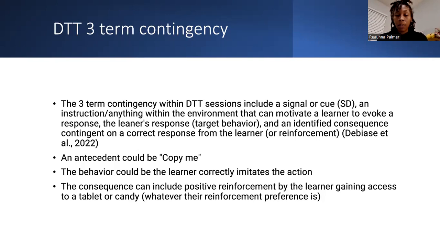An antecedent, so for an example, an antecedent could be copy me. The behavior could be the learner correctly imitates the action. So for this case, it could be copy me, putting a thumbs up behavior, learner correctly puts their thumbs up. The consequence could include positive reinforcement by the learner gaining access to a tablet or candy, whatever their actual reinforcement preference is.